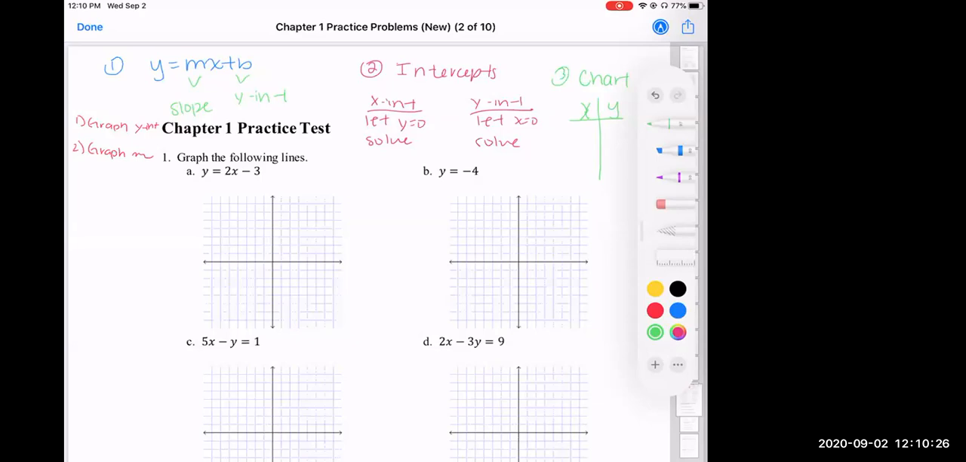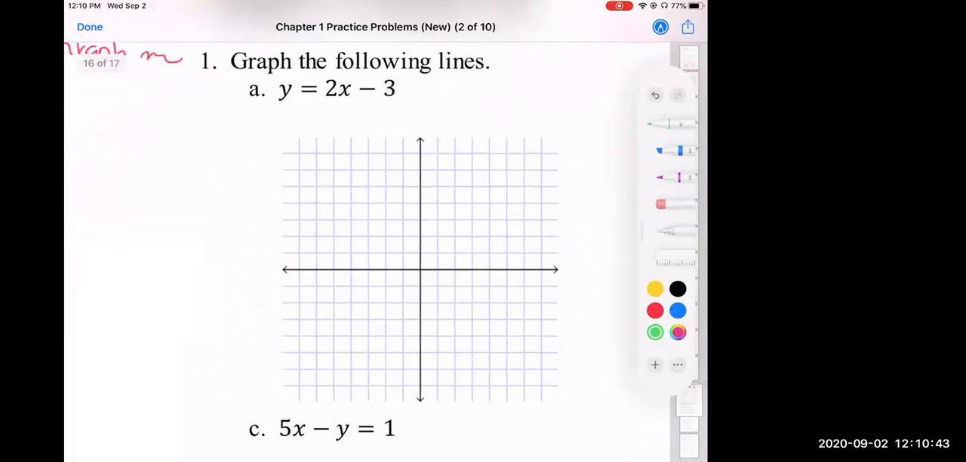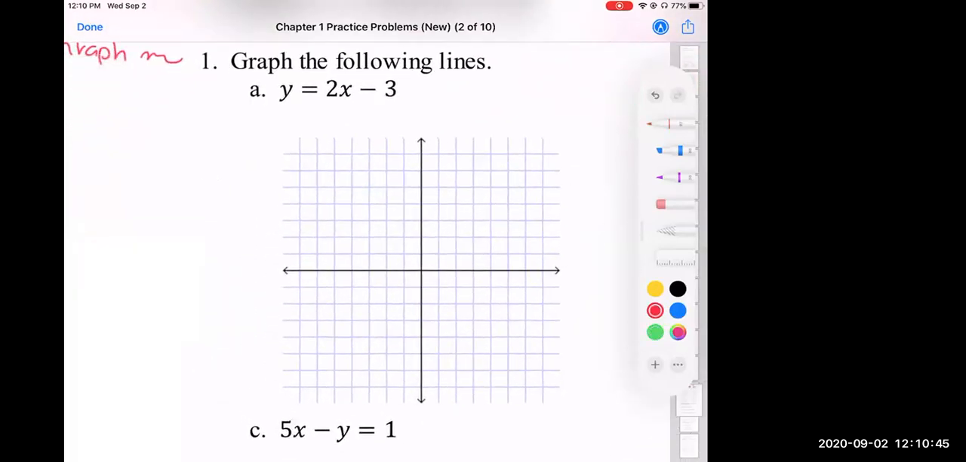Okay, so let's go ahead and start. The first problem, I see that's written in slope-intercept form. So with that said, the first way to graph might be the best for us, because I can easily pick out the slope and the y-intercept. This tells me that my slope is 2, and then my y-intercept is -3.